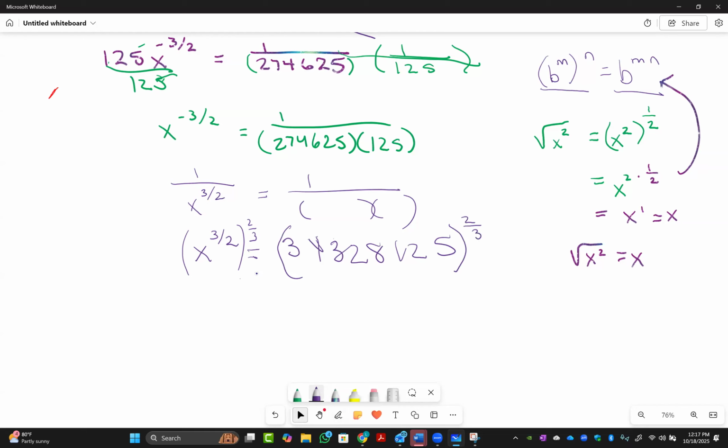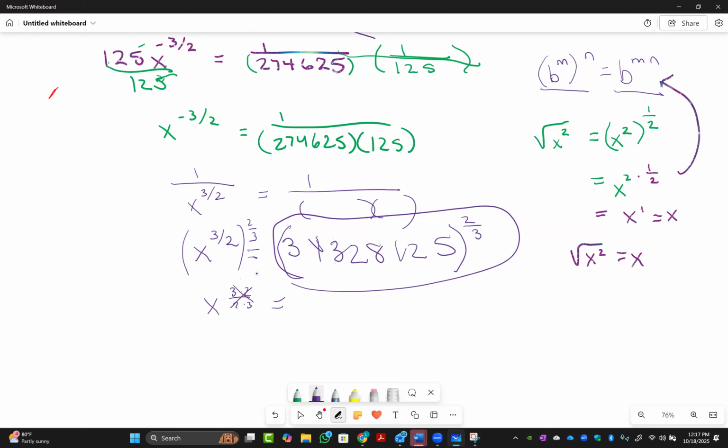Yeah, that makes sense. This becomes x to the 3 times 2 over 2 times 3, which is 1, right? Wait, wait, I'm just writing it down. Sorry. Oh, I see it. Hold on, just give me 2 seconds. No, take your time.